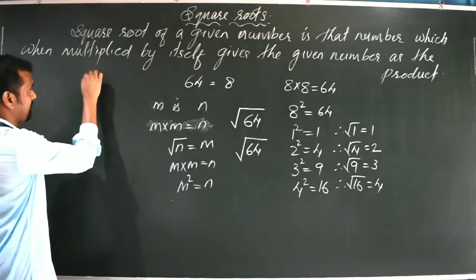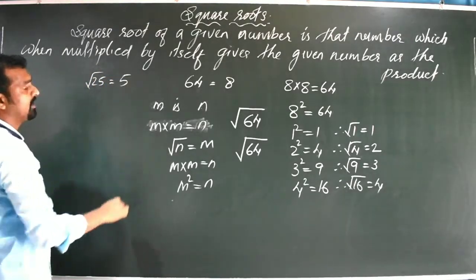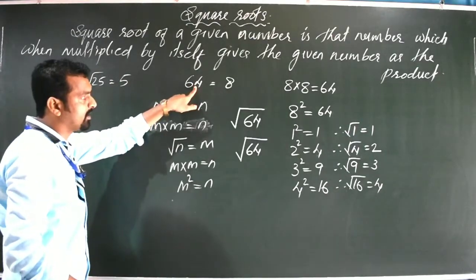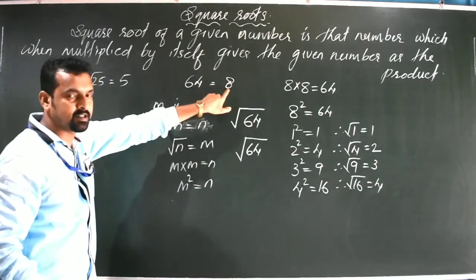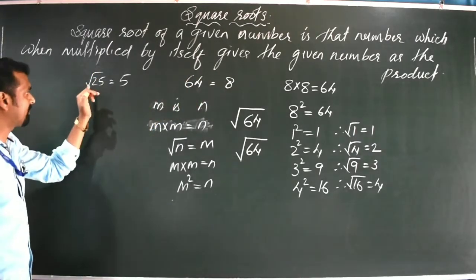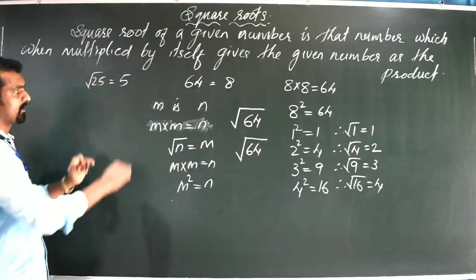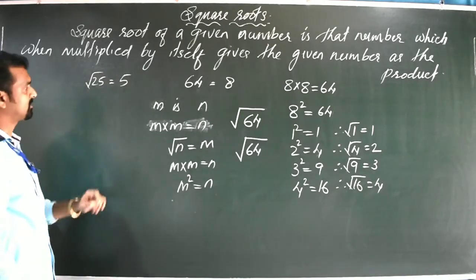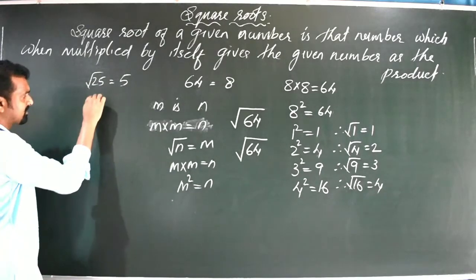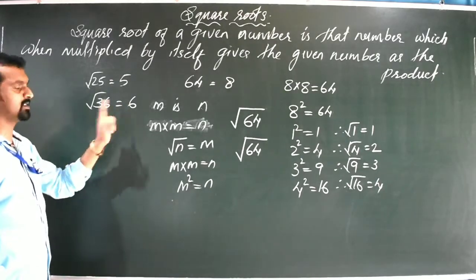Now, what is the square root of 25? Square root of 25 is equal to 5, because 5 square is equal to 25. I told that the square root of a given number is that number which when multiplied by itself gives the given number as the product. 5 into 5 gives 25. So 5 square is equal to 25, therefore square root of 25 is equal to 5. Then next one, square root of 36: 6 square is equal to 36, so square root of 36 is equal to 6.